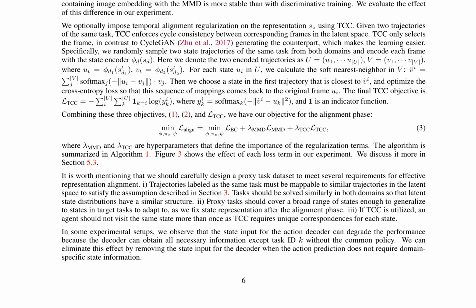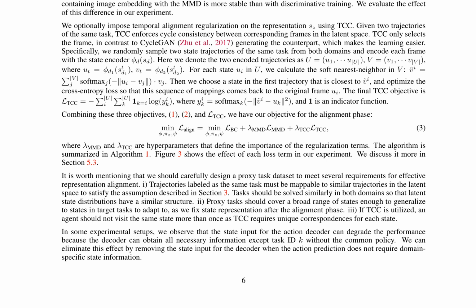The total loss is a combination of the three objectives, LBC, LMMD, and LTCC, with hyperparameters lambda MMD and lambda TCC controlling the importance of the regularization terms. The algorithm is summarized in Algorithm 1, and the effects of each loss term are visualized in Figure 3.